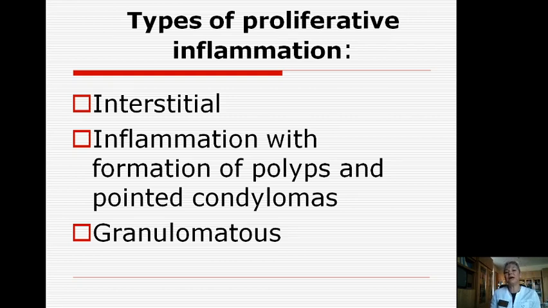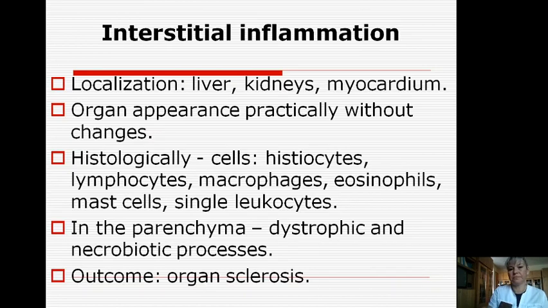There are 3 types of proliferative inflammation: interstitial, inflammation with formation of polyps and pointed condylomas, and granulomatous. More about each of them. Interstitial inflammation. Localization in the parenchymatous organs, in the liver, in the kidneys, and myocardium. Anatomically, the organ is practically without changes.